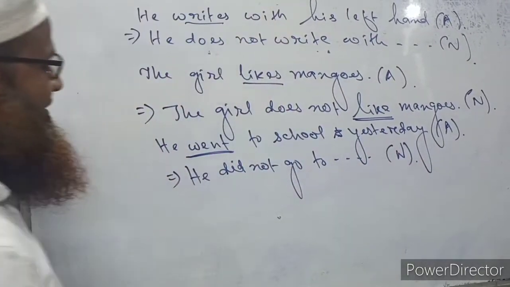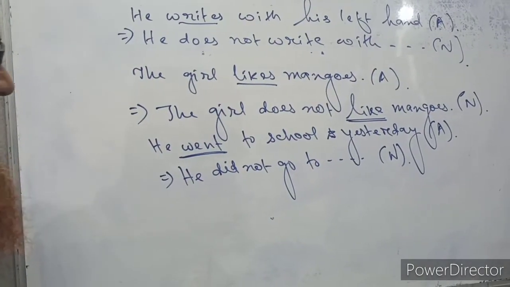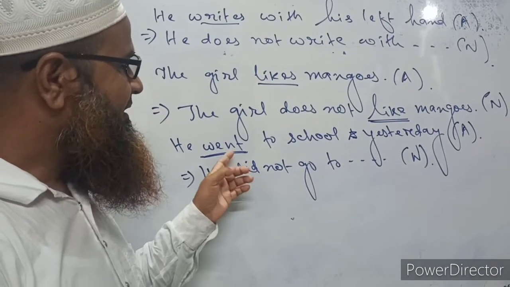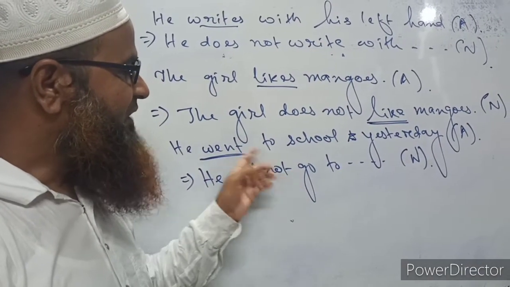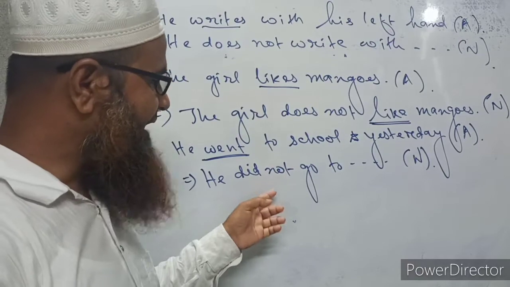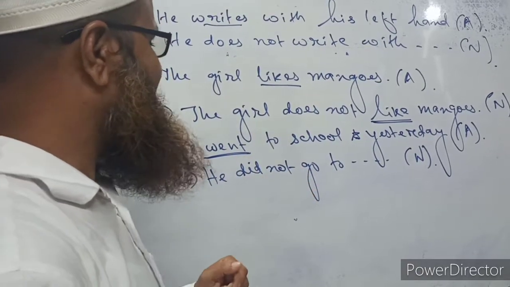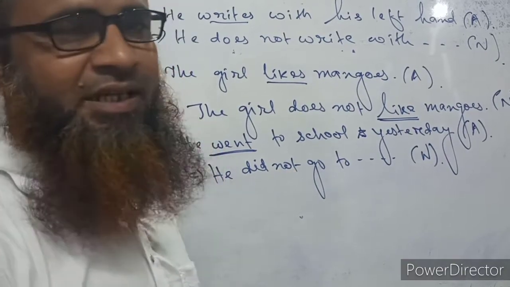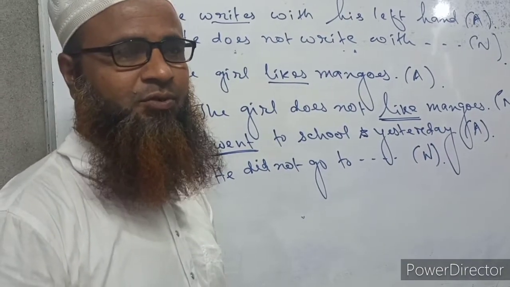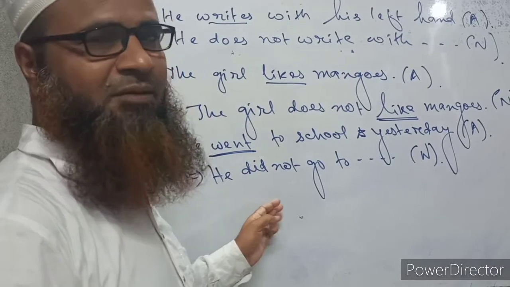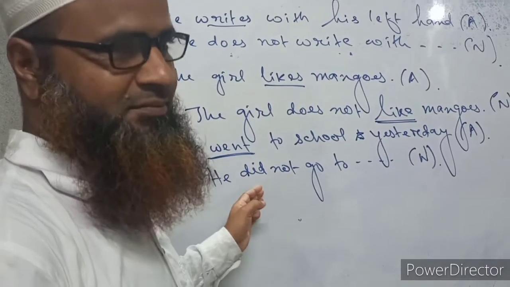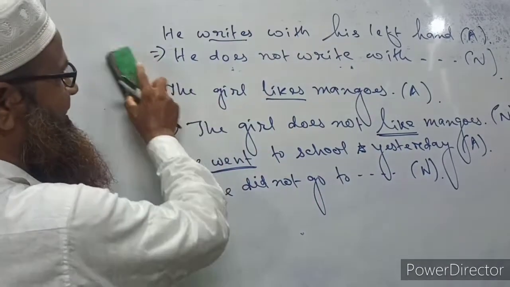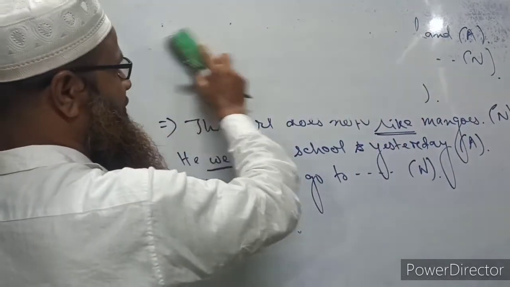Again, we have to remember when we take the help of did to make a sentence negative, then the main verb becomes the present form. That means we can never use the past form of the main verb when we take the help of did. We must always use the verb in its present form or root form when we take the help of did to make a sentence negative. I am giving some more examples.